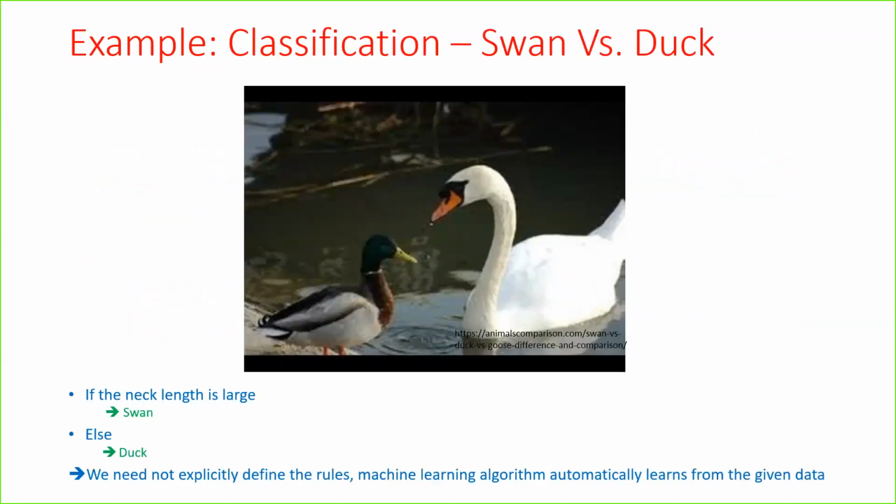So let us see some examples to understand this concept. Let's take a classification of the swan versus the duck. You can see from the image that you can easily guess the difference between the swan and the duck. For the swan, neck length is larger. For the duck, neck length is smaller, right? But you need not explicitly define rules in your program saying that if the neck length is larger, then it is a swan, otherwise it is a duck. These machine learning algorithms have the ability to automatically learn these rules from the given data, right? That's the beauty of machine learning algorithms.